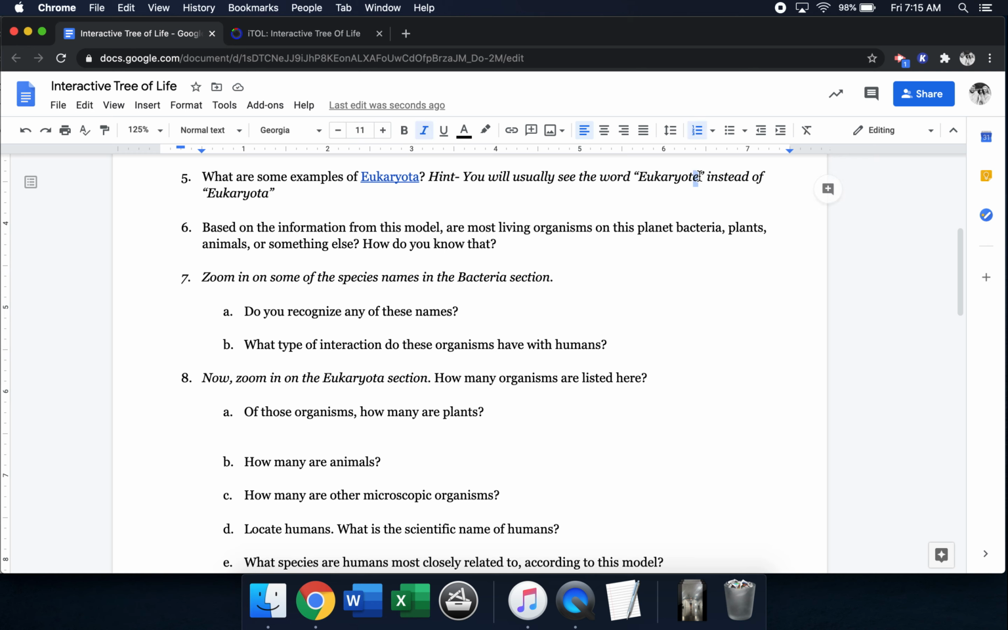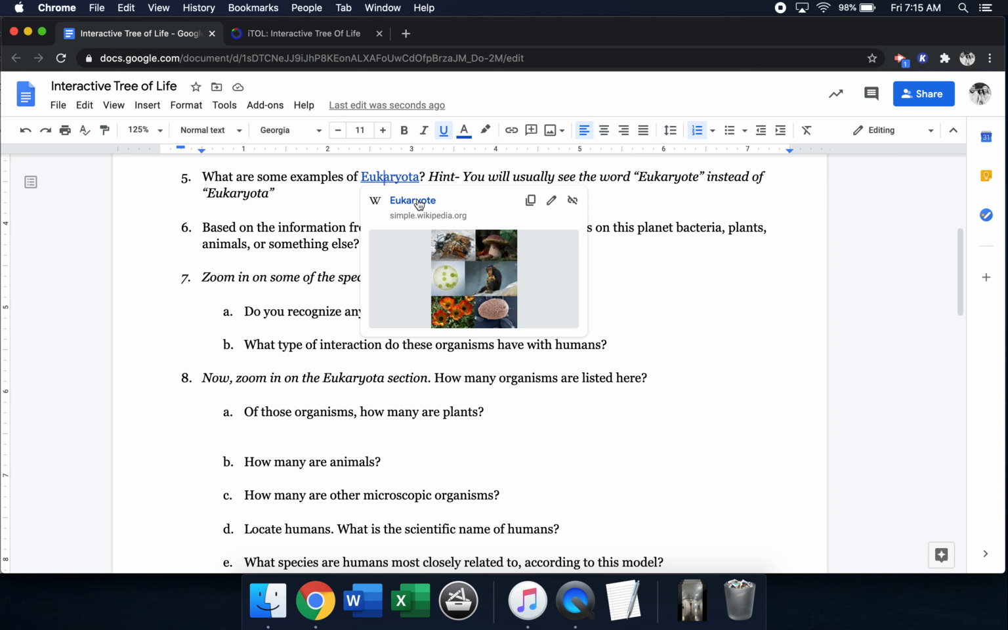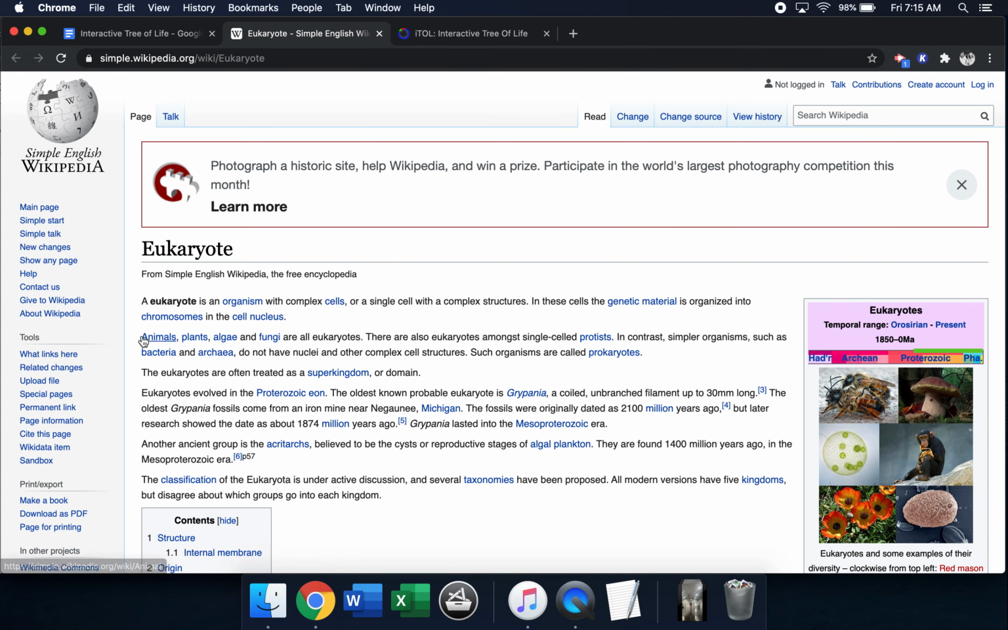All right, then it asks me what are some examples of eukaryota, and a hint says you'll usually see the word eukaryote with an E instead of eukaryota with an A. So if I see eukaryote with an E, I need to know it's talking about the same thing. Again, here's a little page for me to figure it out. And it says that animals, plants, and fungi are all eukaryotes. So anything that we typically think of as a living organism is probably going to be a eukaryote.